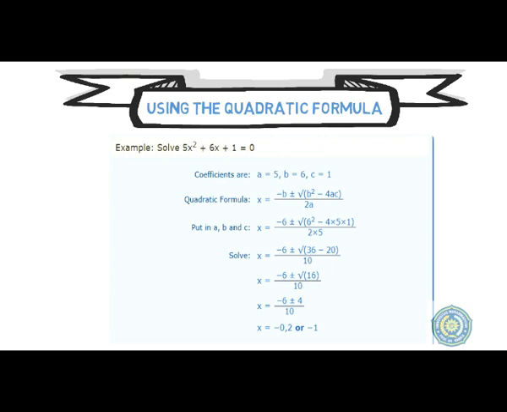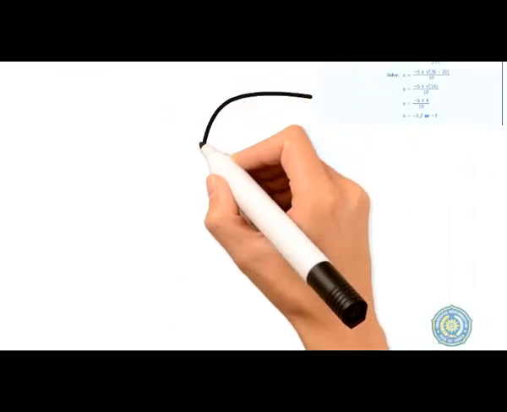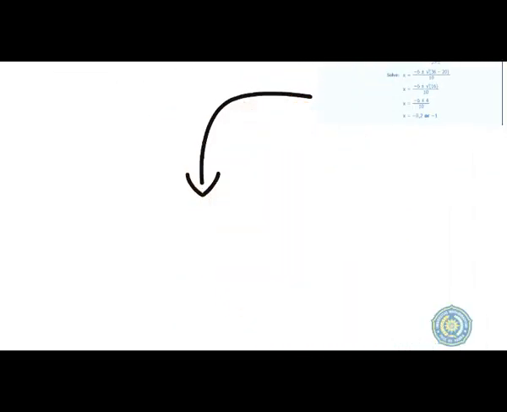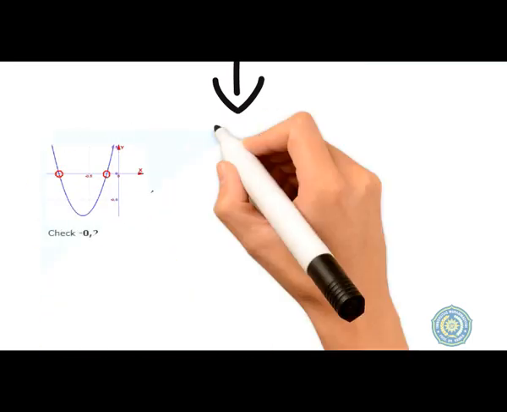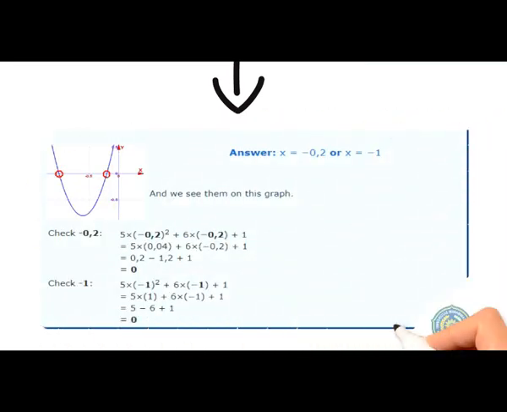x equal to minus 6 plus minus square root of 16 over 10. x equal to minus 6 plus minus 4 over 10. x equal to minus 0.2 or minus 1. The answer is x equal to minus 0.2 or x equal to minus 1, and we see them on this graph.